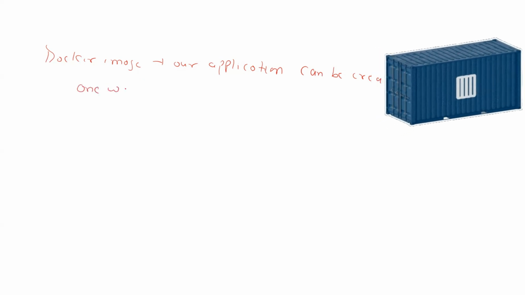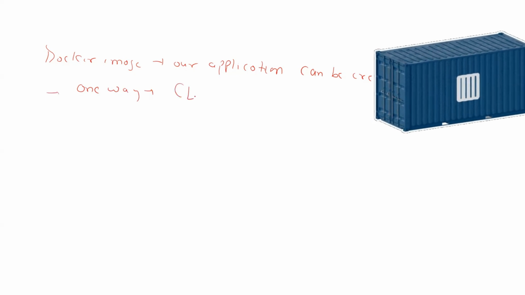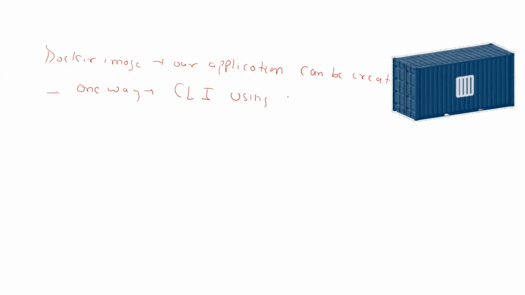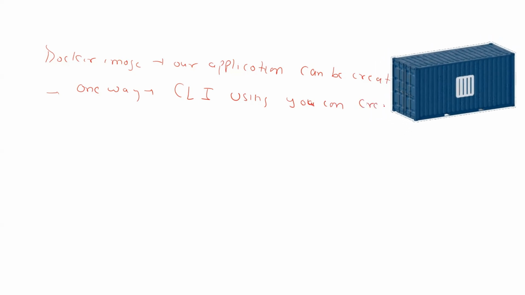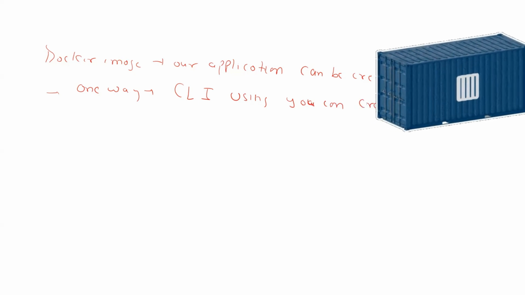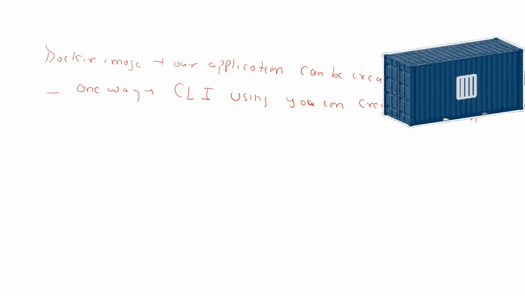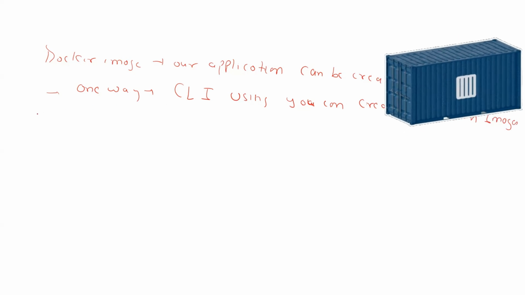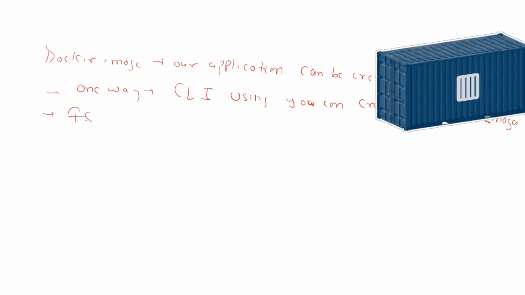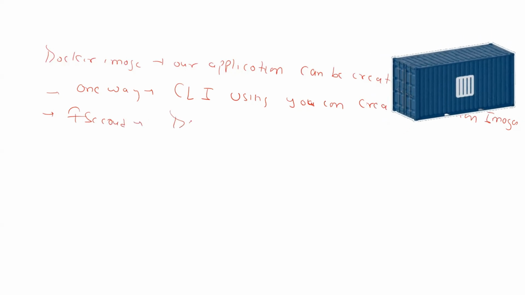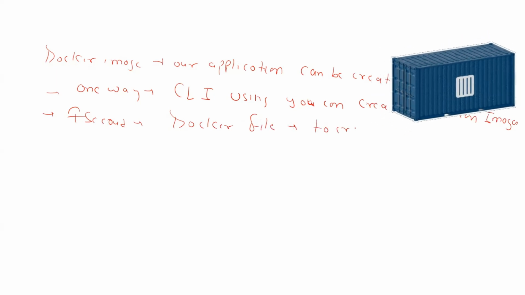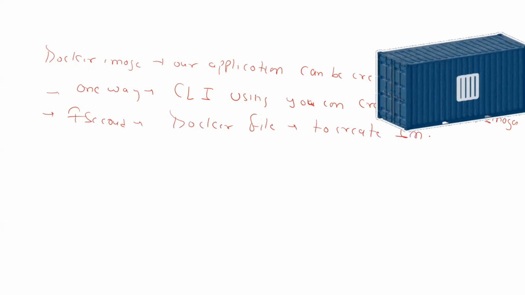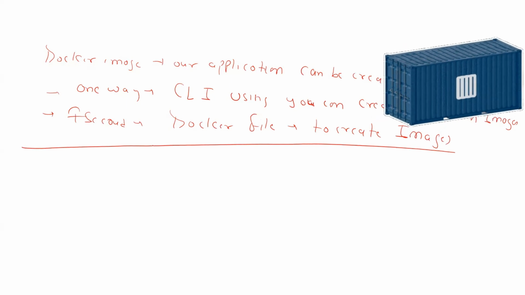One way we have already been discussing, that is the CLI. Using the CLI, you can construct, you can create images, your application images, right? And the second way is Docker file. We can use a Docker file to create images. Okay. So these are the two prominent ways of creating images.